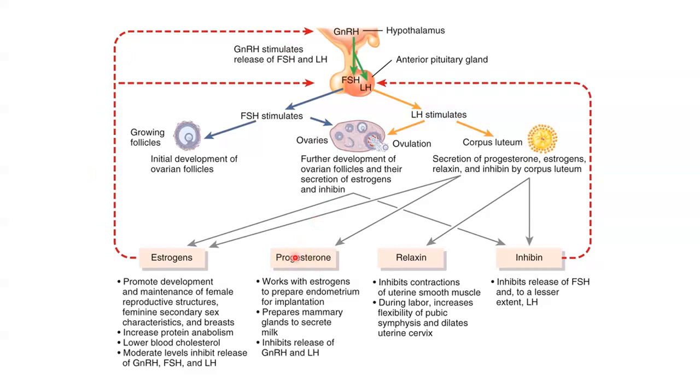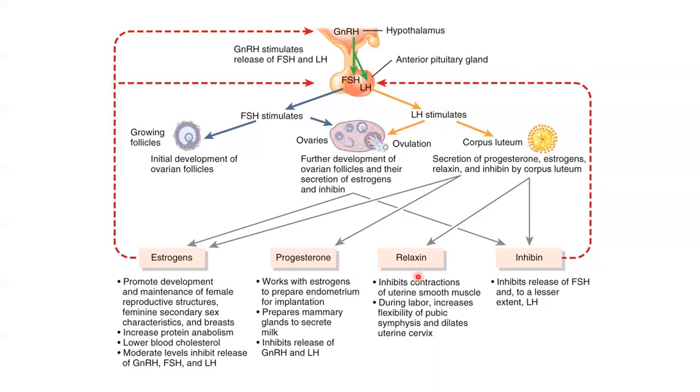Progesterone, mainly secreted by cells of the corpus luteum, actually works together with estrogen. It helps prepare and maintain the endometrium, so that inner layer of the uterus, for implantation of a fertilized ovum. It helps prepare the mammary glands for milk secretion. And high levels of progesterone also inhibit both gonadotropin releasing hormone and luteinizing hormone.